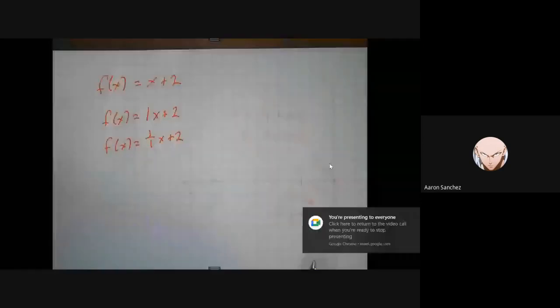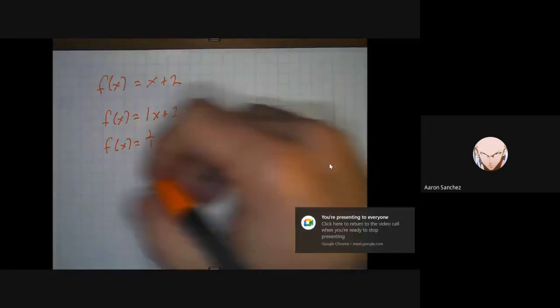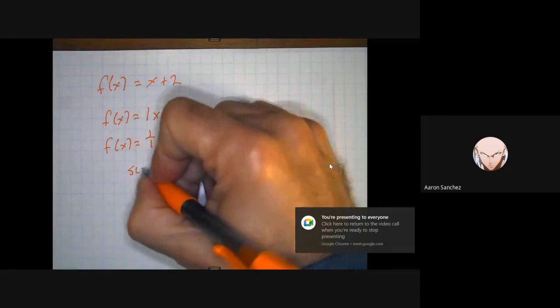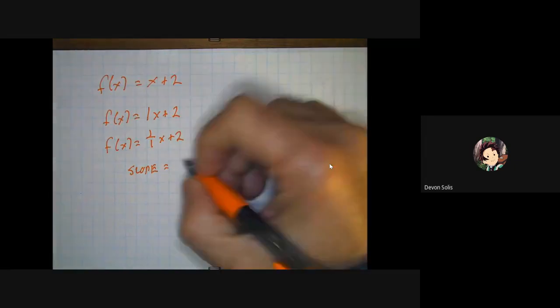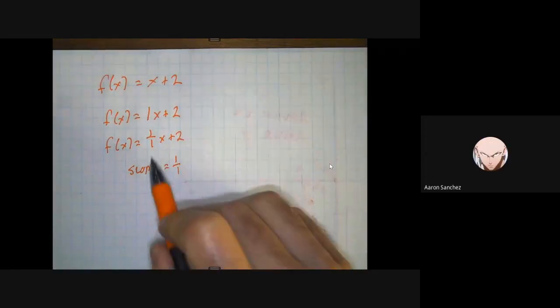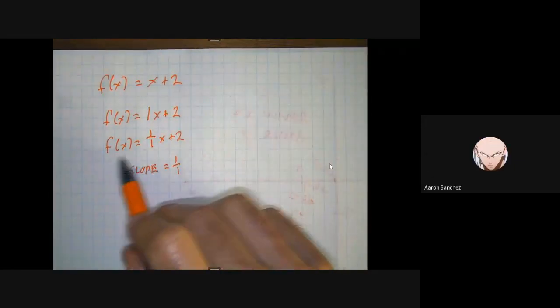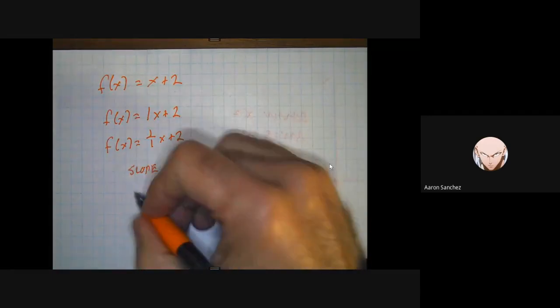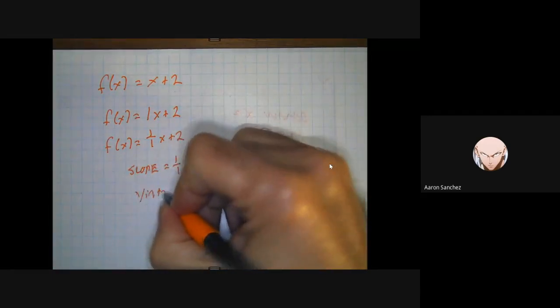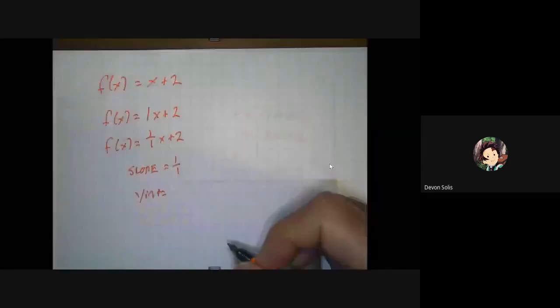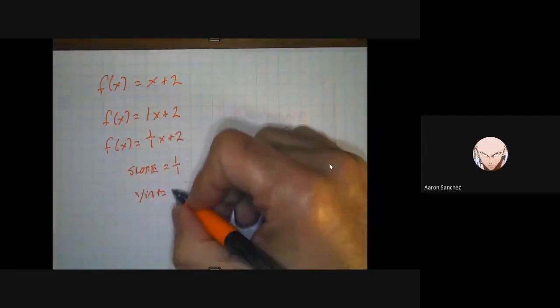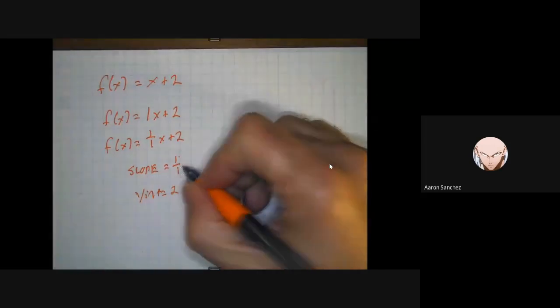Devin, what's the slope of this function here? The slope, yeah. 1, 1. Yes, 1 over 1. Remember, the slope is the number in front of the x if it's equal to y. This is my y, says f of x now. And what is the y-intercept? Very good, Devin. What is the y-intercept? 2. Okay, thank you, Devin. Y-intercept is 2. Remember, this is rise over run.